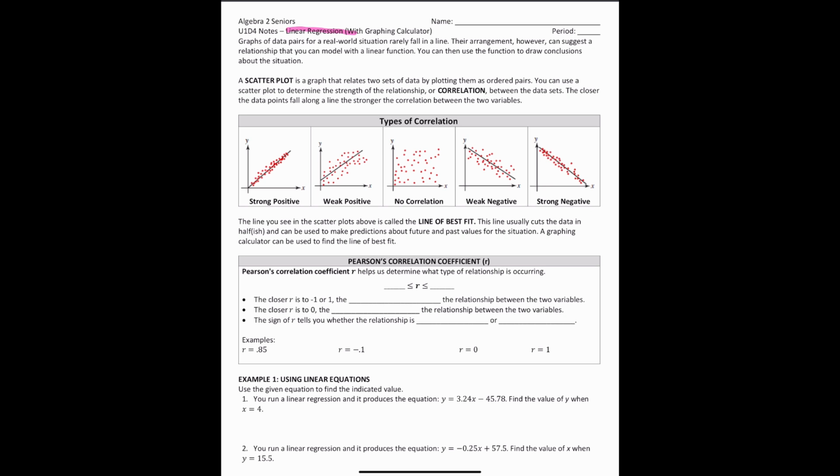So graphs of data pairs for a real-world situation rarely fall in a line. Their arrangement, however, can suggest a relationship that you can model with a linear function. You can then use the function to draw conclusions about the situation.